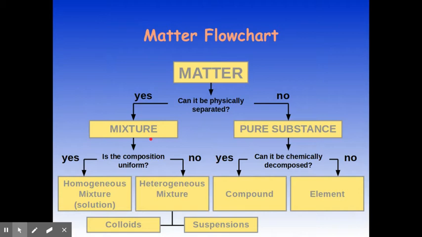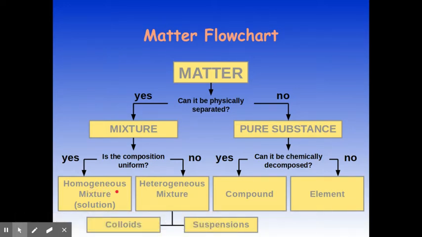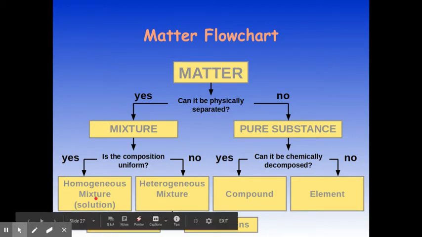Two different types of mixtures that we talk about mainly are heterogeneous and homogeneous. If you look at the prefixes here, homo means the same, hetero means different. So homogeneous mixtures are the same throughout. If you take a sample from the top and a sample from the bottom, you should get the same amount of particles of each type of thing in the mixture. An example of that would be a solution.